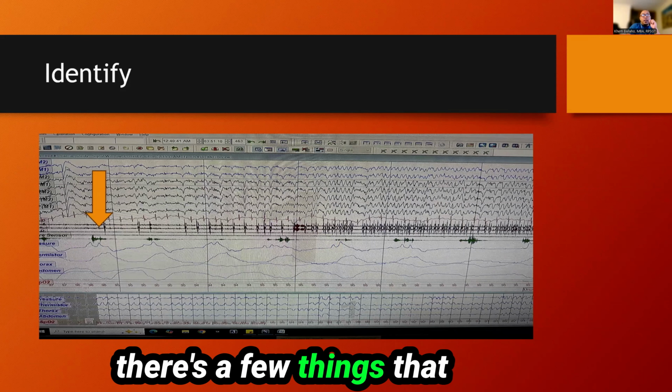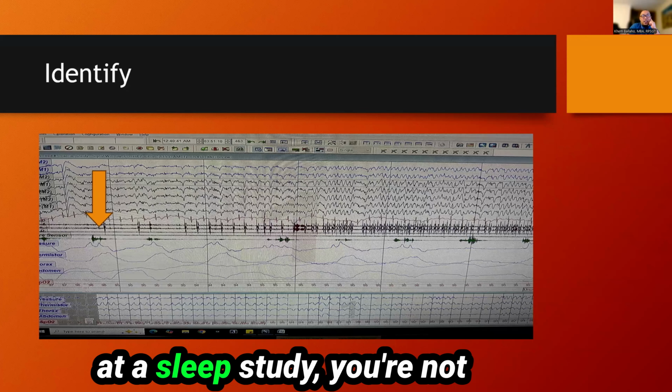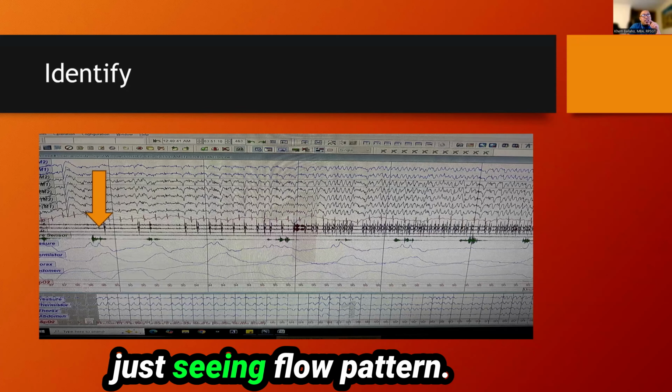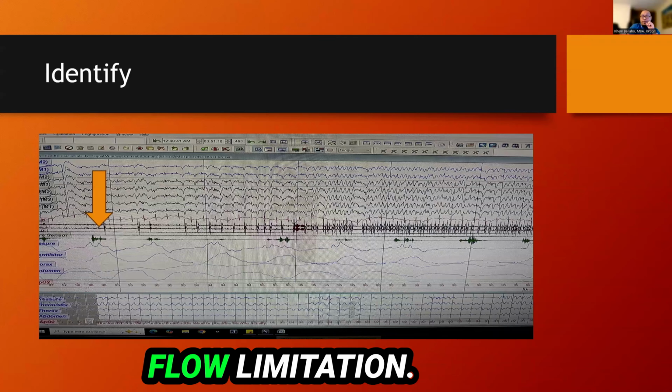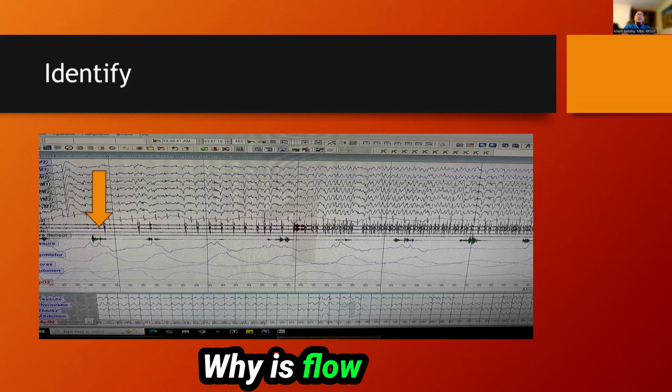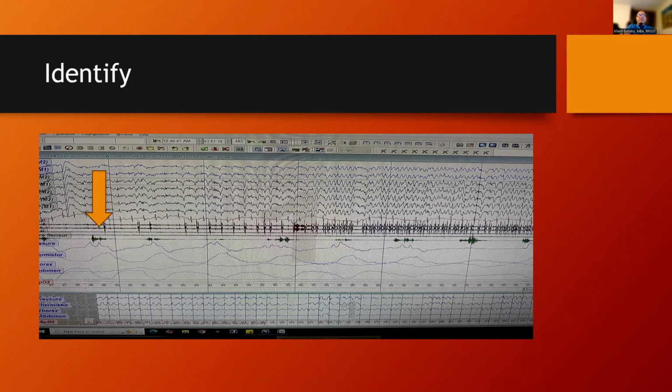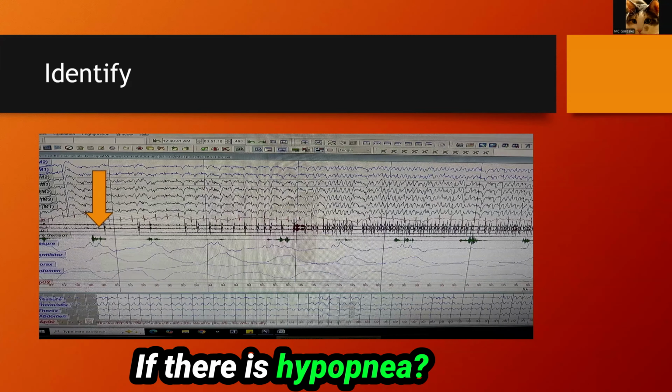There's a few things that now, when you're looking at a sleep study, you're not just seeing flow patterns. You can now identify flow limitation. Why is flow limitation important? What do you think? Determine if there is hypopnea.